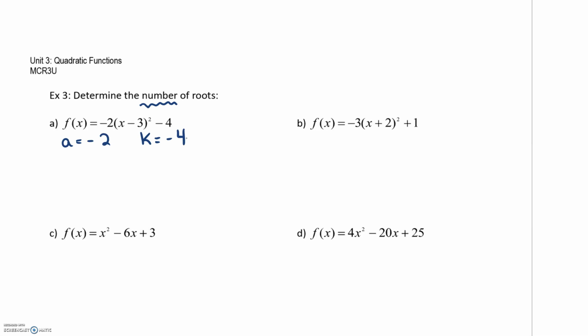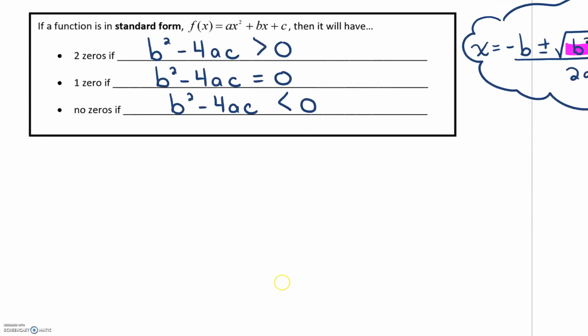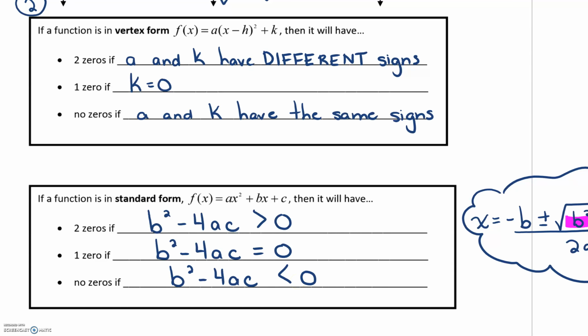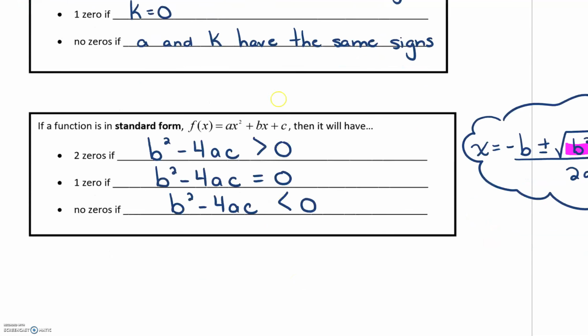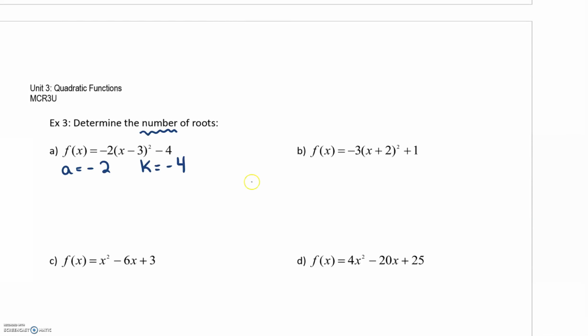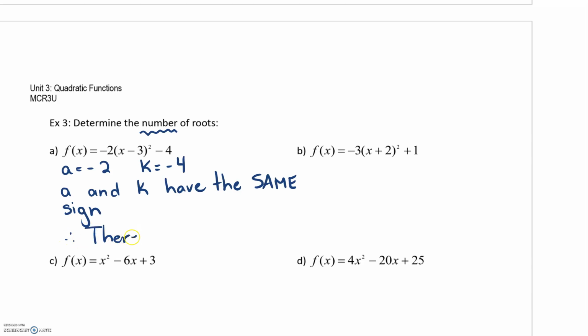But that's not the only way to do it. Since a and k have the same sign, see how they're both negative? That means, I'll write that down here, a and k have the same sign. They're both negative, which means, therefore, there are no roots in this case.